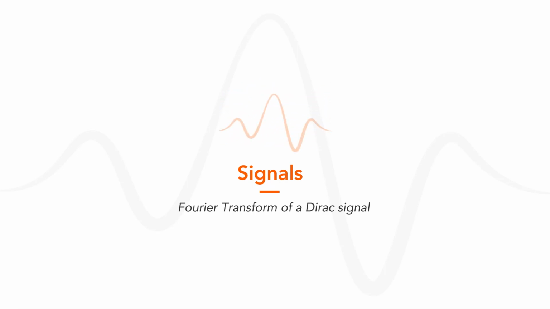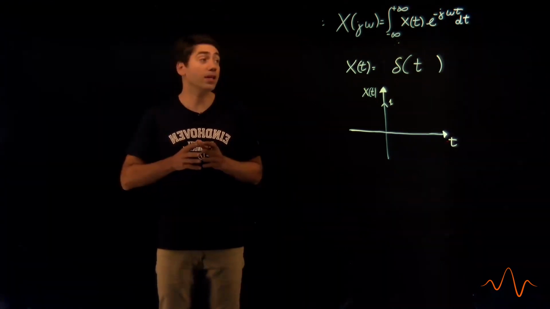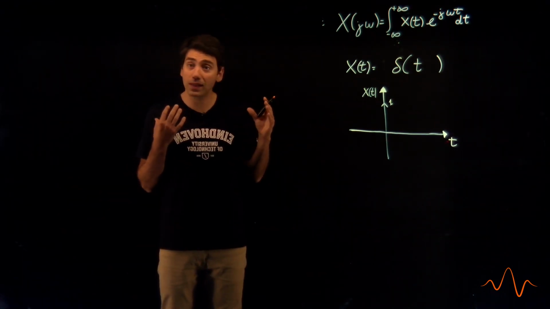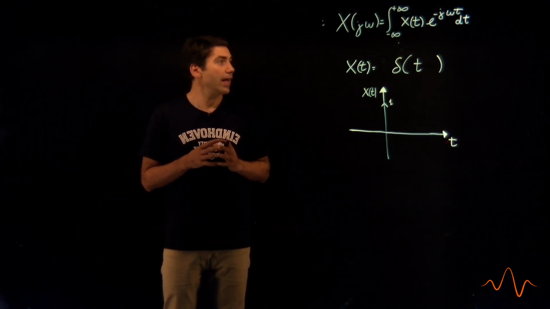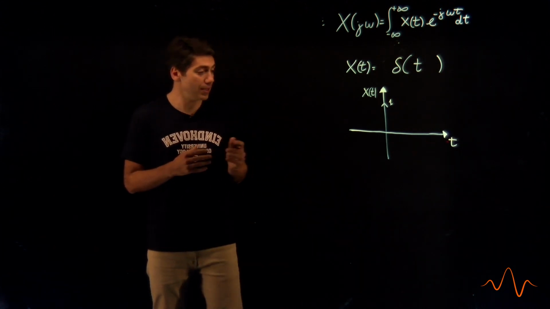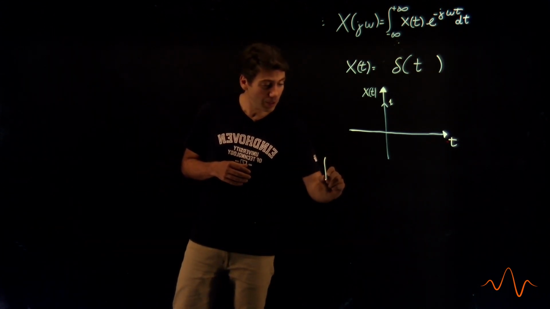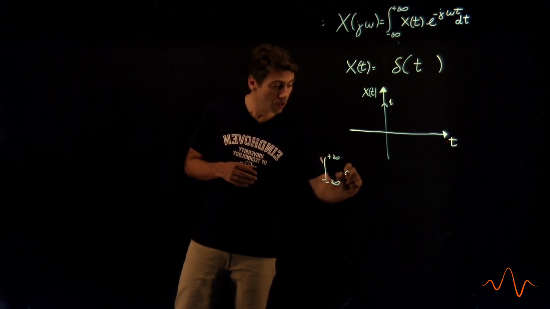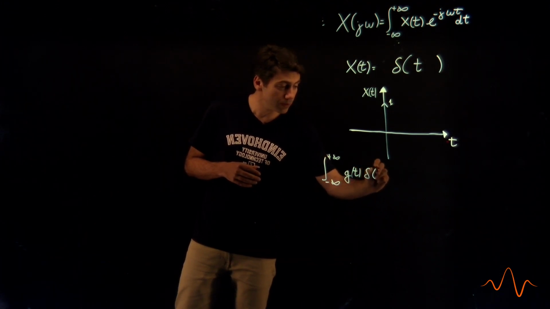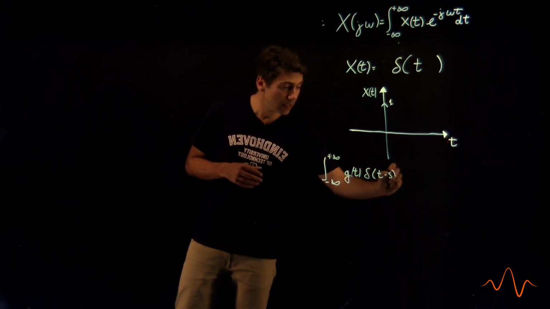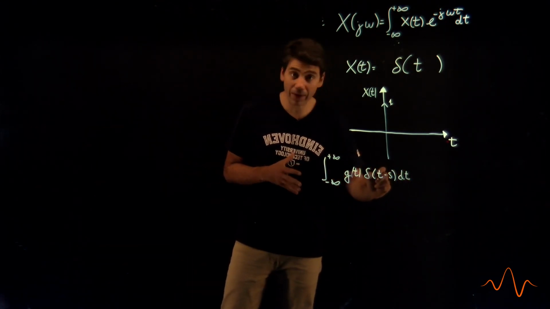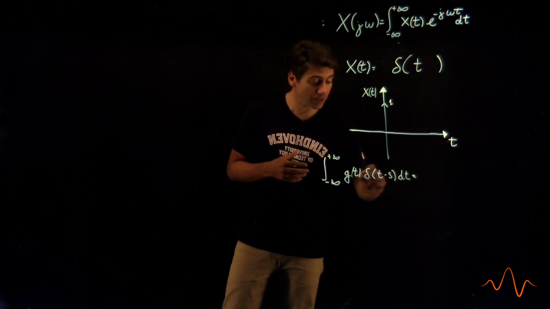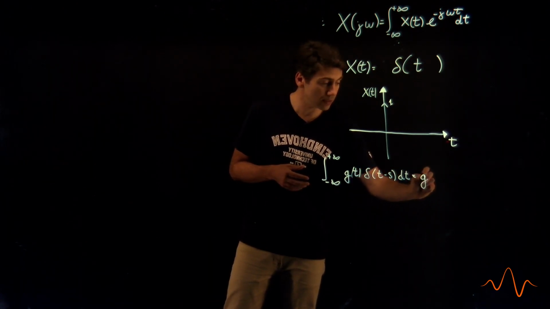So the next example is to compute the Fourier transform of a Dirac. It turns out to be very, very easy if we recall the following property. When we have a Dirac inside an integral, we have an integral of a given function g(t) delta of t minus s dt. The Dirac is centered at s, so this is simply evaluating this function g when t equals s.